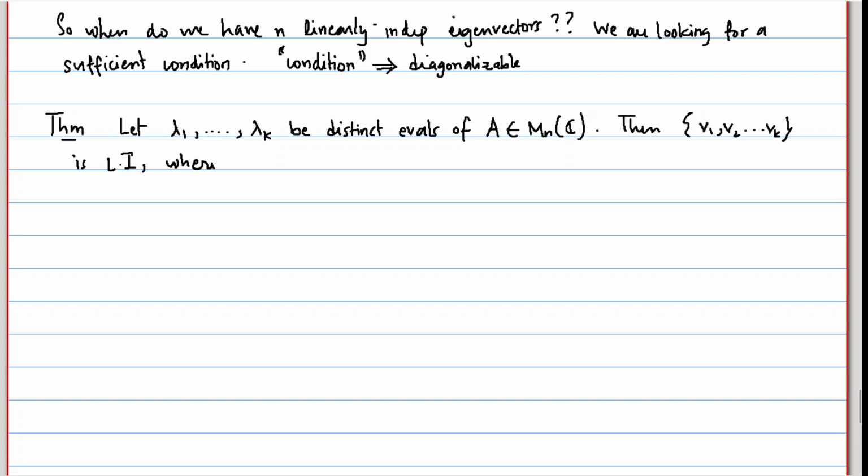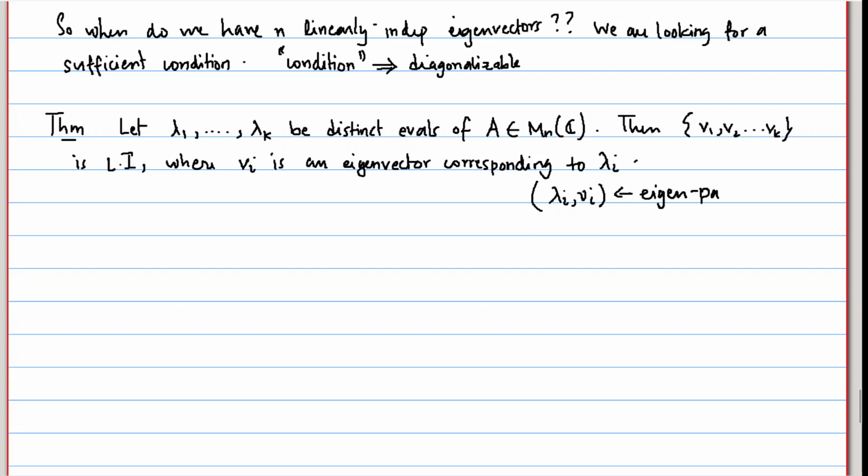Where Vi is an eigenvector corresponding to lambda i. Sometimes we also refer to lambda i, Vi as an eigenpair, which is a pair of an eigenvalue and its corresponding eigenvector. So what it is saying is that we have to show linear independence. Let's look at the proof.